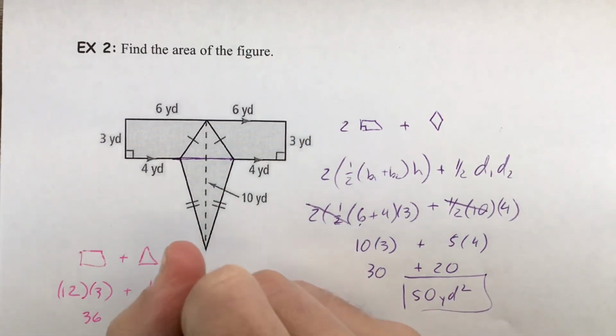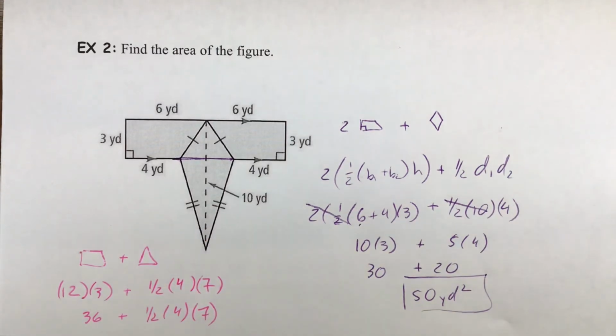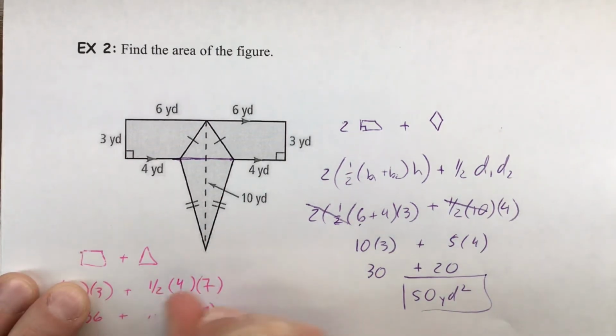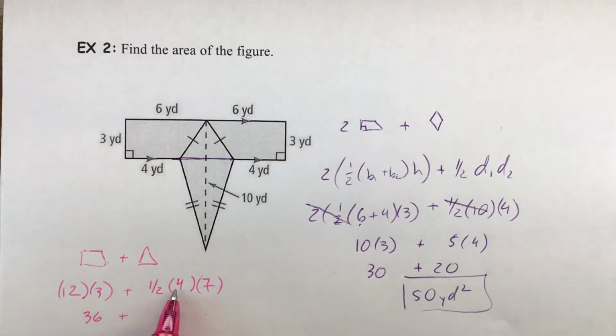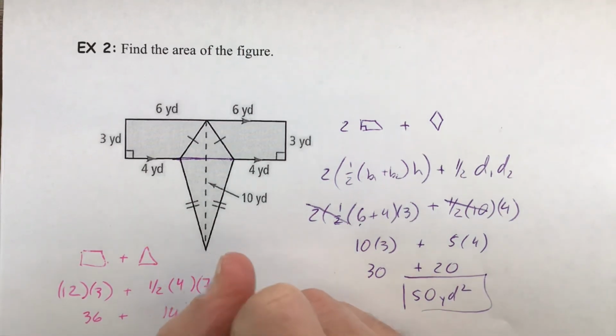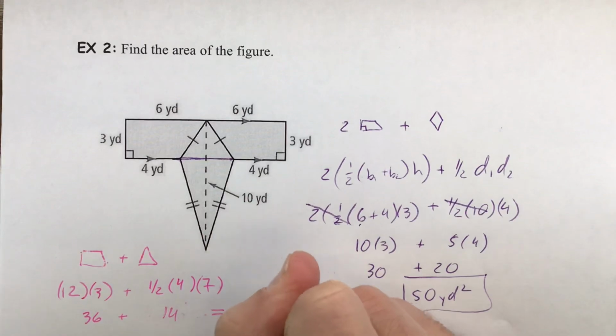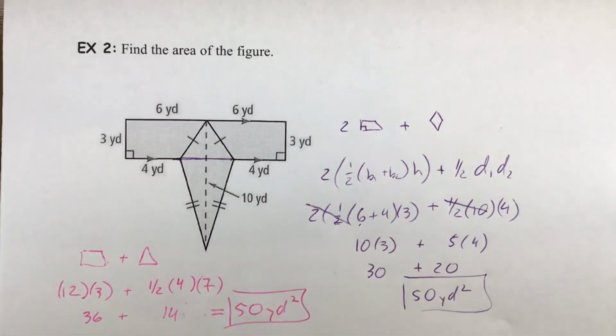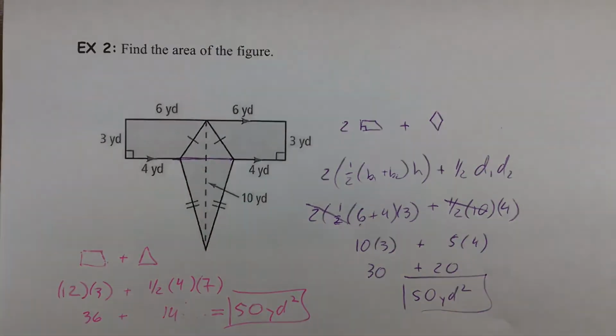Those numbers would actually just go there as well. Okay. And then right here is where I wanted to simplify a little bit. Half of 4 is 2. 2 times 7 is going to give you 14. Or you could say this is 28 divided by 2 gives you 14. But look, 36 plus 14 is 50. The exact same answer you get there.